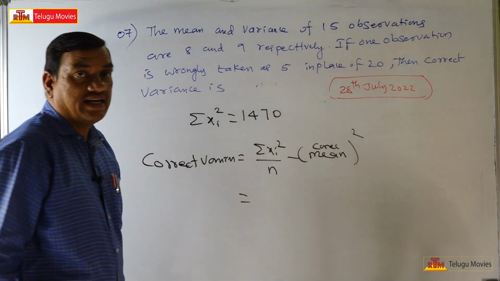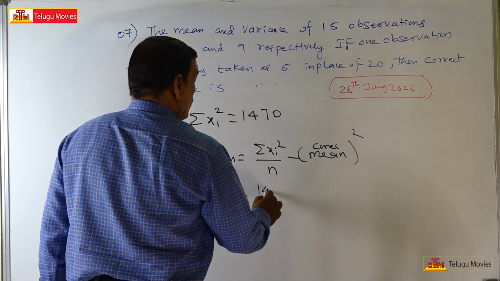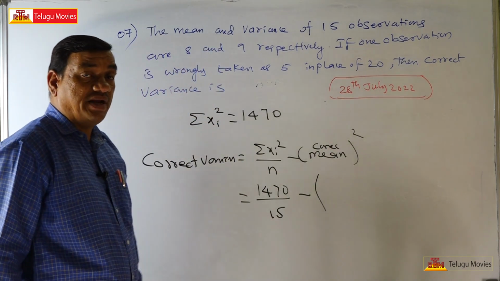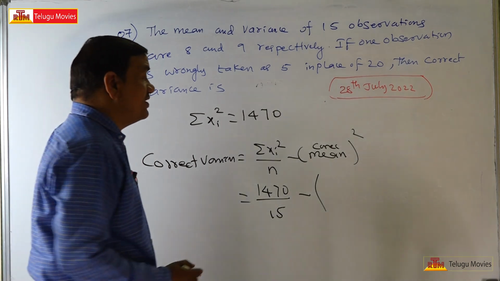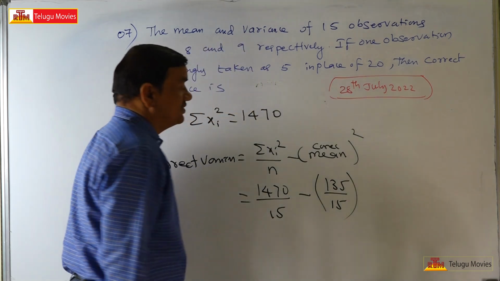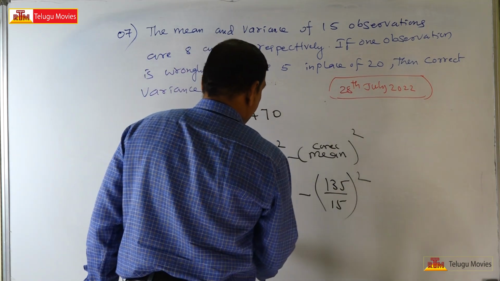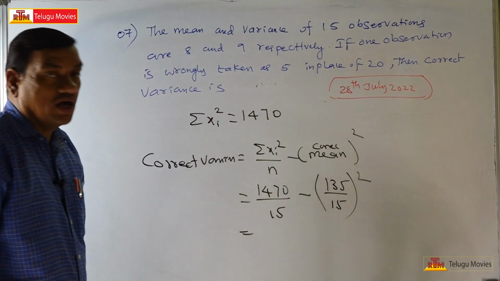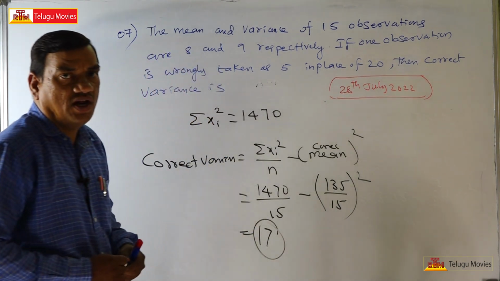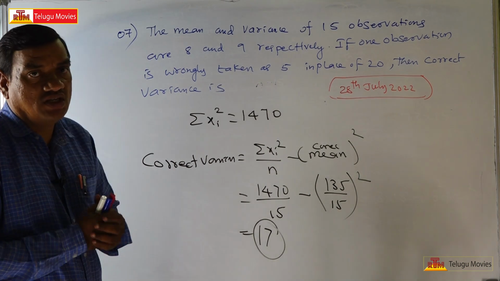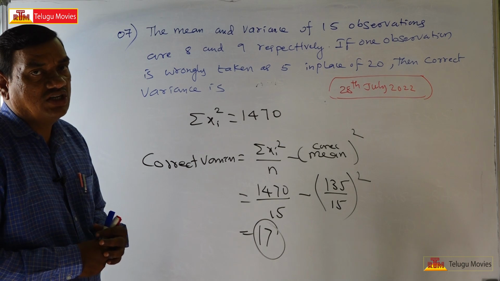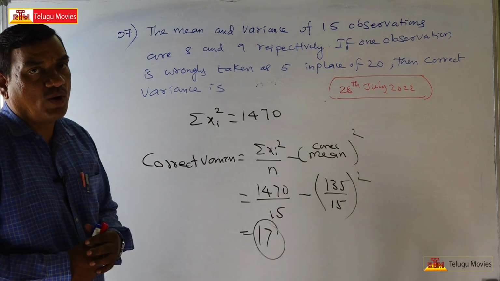What is sigma xi square? This is equal to 1470 by 50 minus the correct mean, that means the correct sum, 135 by the number of observations, 15, whole square. So this is the ultimate answer. If you calculate this, you will get the answer as 70. So this is a very easy problem, if you observe the logic here. I hope that you understand the solution. Let us go for the next problem.